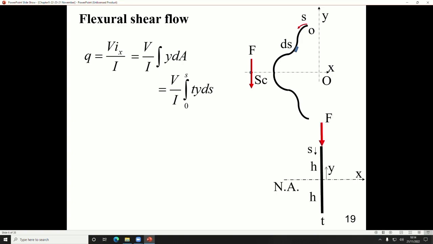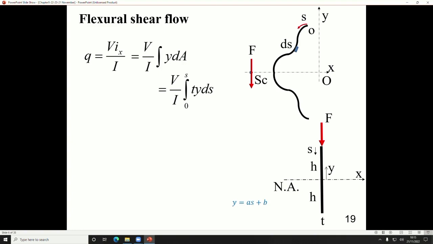So say I solve this example on slide 17 using the equation of tau equal to VQ over Ib. Now I'm going to solve it using this equation. That equation, tau equal to VQ over Ib, is applicable for both solid and thin-wall sections. This is only valid for thin sections. So we're going to use this equation this time.